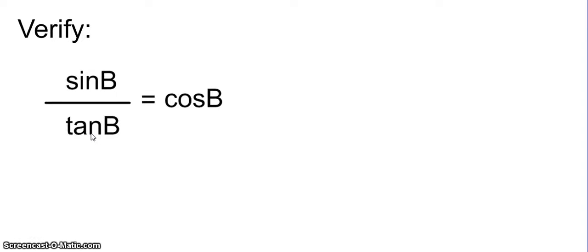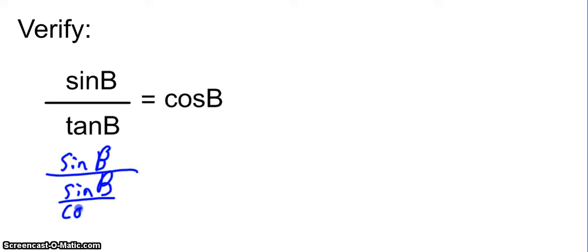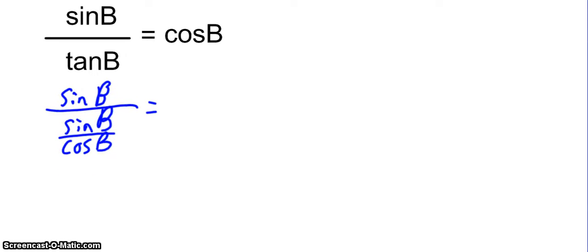And so again, my thought process is, what am I trying to get to? How do I create that? So I'm going to leave the top sine as it is. So I'm going to make this sine of b over sine of b over cosine of b. Now I have a fraction divided by a fraction, so I'm going to multiply by the reciprocal of the denominator.